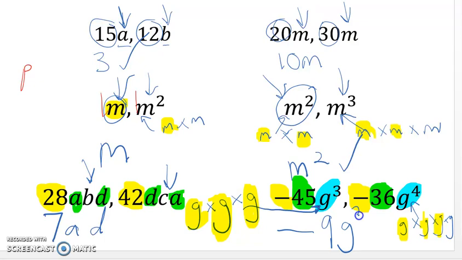so I'm going to take the lower power of g cubed. So that is the first part of factorizing. You must be able to take out that common factor. Once you take out the common factor, or the highest common factor, you're already halfway there.